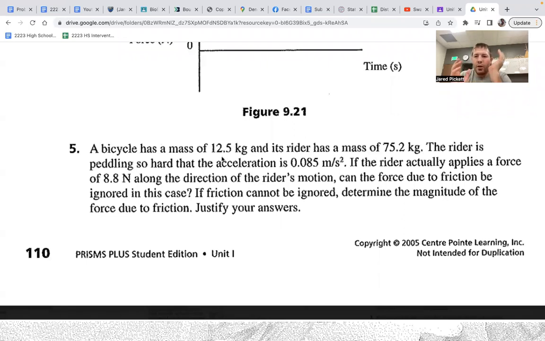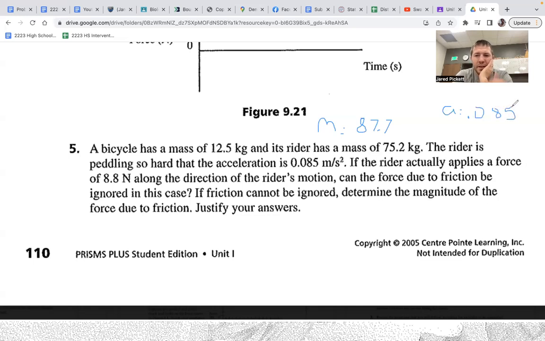So I have an overall mass of about 87.7. So I add these two masses together. So I have an 87.7 mass, or kilograms, excuse me. It tells me I have a resulting acceleration of that. So this is mass, so this is m. I have an acceleration value, not a very big one, of 0.085.